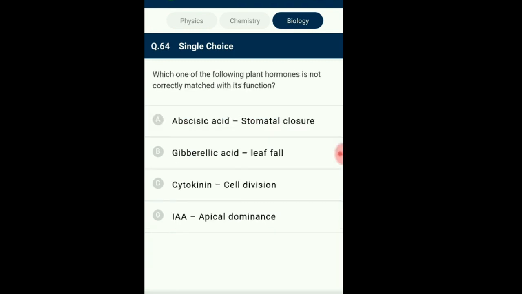Question number 64. Which one of the following plant hormones is not correctly matched with its function? A, ABA, commonly called stress hormone, causes closure of stomata. Cytokinin is important in promoting cell division, and auxin promotes apical dominance by inhibiting the growth of lateral bud. Gibberellin is a growth promoting hormone. It delays the process of senescence and inhibits leaf fall. So the answer is option B, gibberellic acid, leaf fall. So that is the incorrect statement.